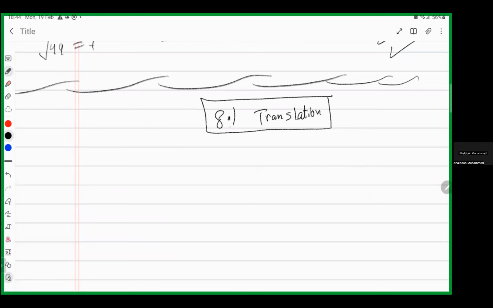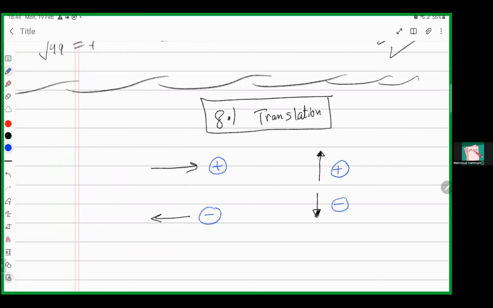So translation, briefly, you move the thing up or down, right or left. This is the brief idea of translation. Up is positive. Down, of course, is negative. Right is positive. Left is negative.